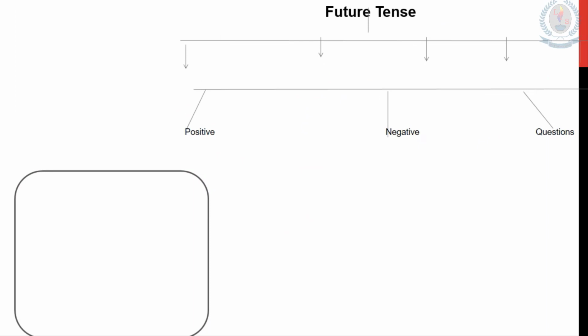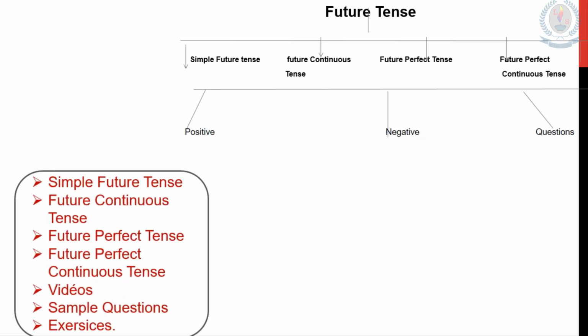Future tense. First of all, future tense can be divided into four: simple future tense, future continuous tense, future perfect tense, and future perfect continuous tense. They are also divided into three: positive, negative, and questions. Then the contents: simple future tense, future continuous tense, future perfect tense, future perfect continuous tense videos, sample questions and exercises.